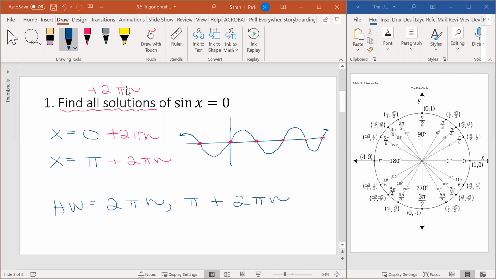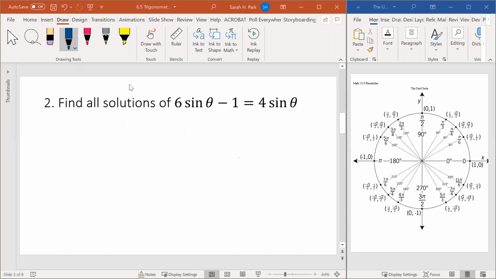Okay, let's take a look at the second question together. Find all solutions of 6 sine theta minus 1 equals 4 sine theta. Solve these as you would normally, if these were x's: try to get all the variables on one side and then get all the other terms on the other side. And so I'm going to approach this the same way.